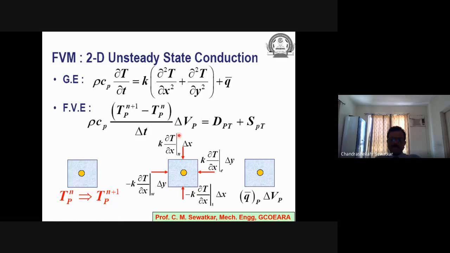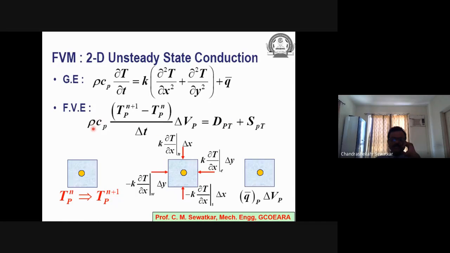Here, I am assuming that all the incoming heats are positive. So here heat is coming in the negative x direction, so minus k becomes plus, so k dT by dx at east phase into delta y. Here also minus k dT by dy into delta x is my total heat transfer because of conduction across the south phase. And here it is the north phase. So if I add all these four, what I obtain is dPT, that is kept here.